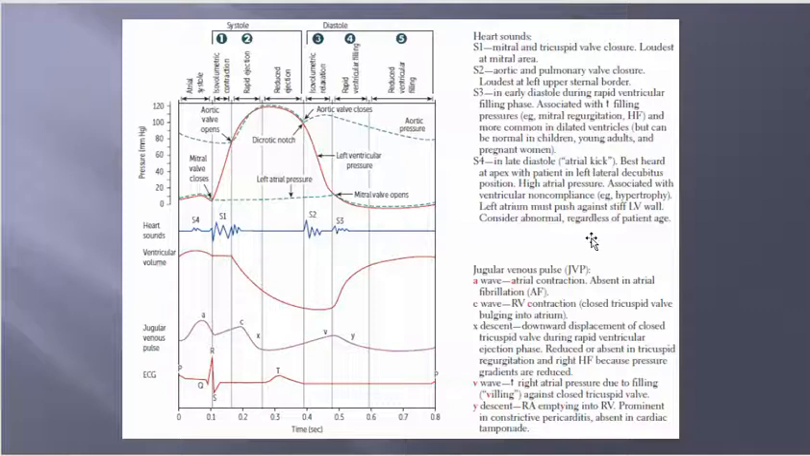And then the late stage here, or moderate, I guess, stage, in the diastole, these are atrial kicks. S4 is best heard at the apex, again at the top point of the heart, with the patient in the left lateral decubitus position. High atrial pressure. Okay. And associated with ventricular non-compliance, hypertrophy. Okay. And then left atrium must push against a stiff left ventricle wall. Consider abnormal regardless of the patient age on your S4.